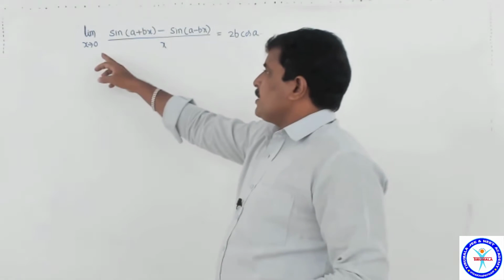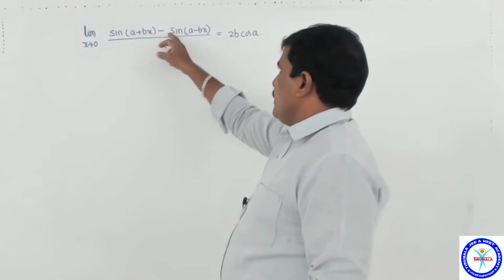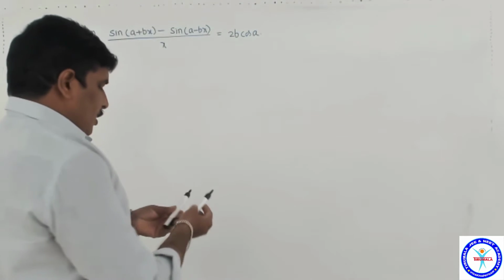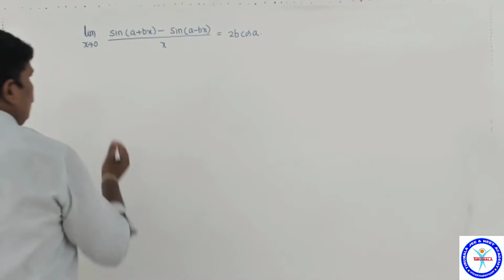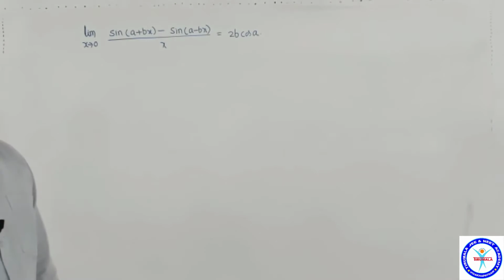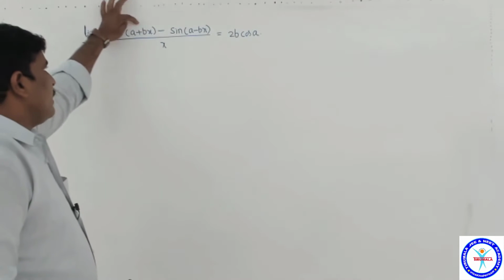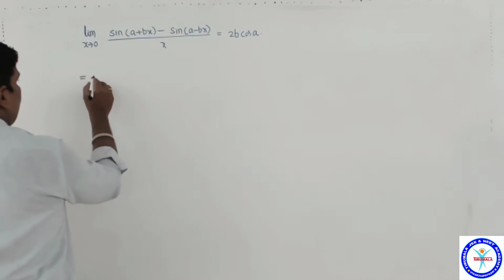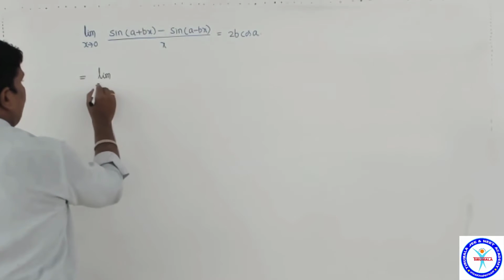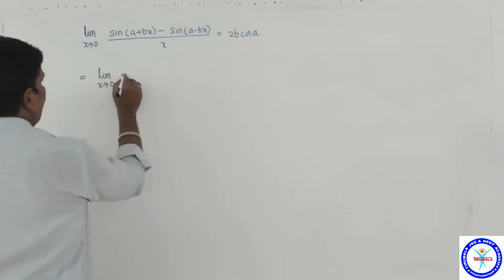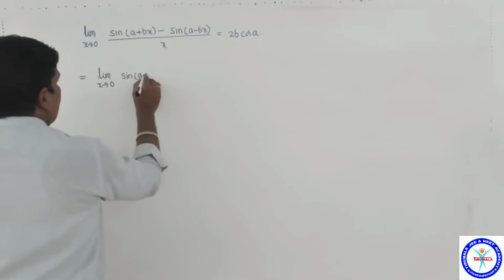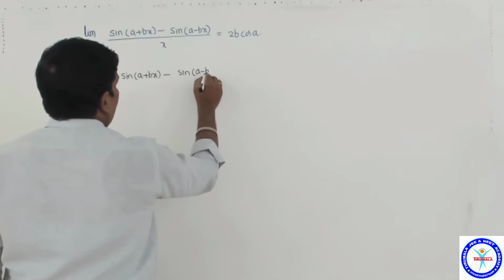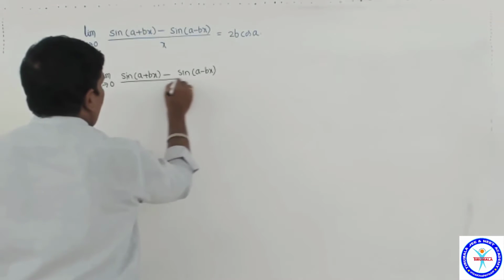Another question. Limit x tends to 0, sin of (a plus bx) minus sin of (a minus bx) by x. See, now we can solve this by using the trigonometric CD formulas, because it is in the form of sin c minus sin d. So this is equal to limit x tends to 0, sin of (a plus bx) minus sin of (a minus bx) divided by x.